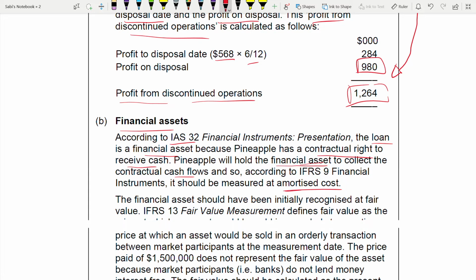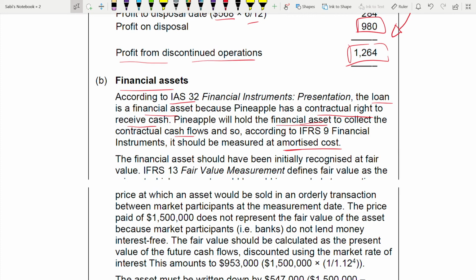Now, we have to deal with the fair value measurement, because a financial asset has to be recognized at fair value initially. That's why we have to use the help of IFRS 13 also. Even though the question is about a financial asset, a financial instrument, we do need the help of IFRS 13 here, fair value measurement, because you have to measure it at fair value, and fair value is not given to you.